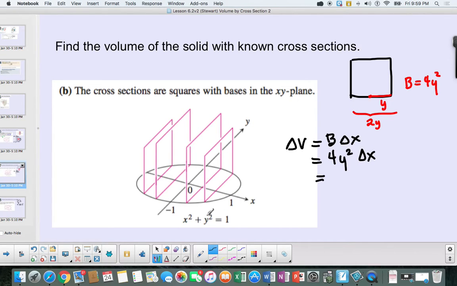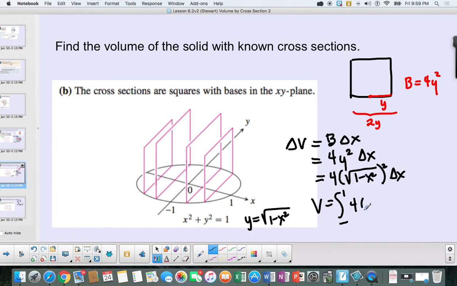And I know my y right here. y is equal to root 1 minus x squared. So I'm going to write 4 times root 1 minus x squared, quantity squared, delta x. And that's my integrand, so the volume will be equal to the integral from -1 to 1 of 4, and then I can simplify this, 1 minus x squared dx.